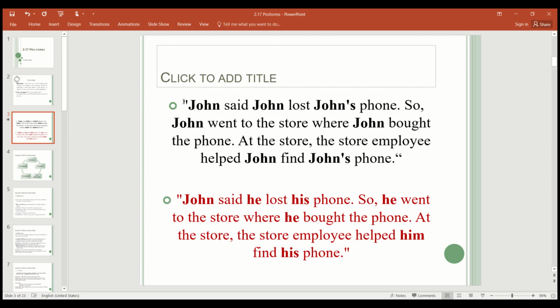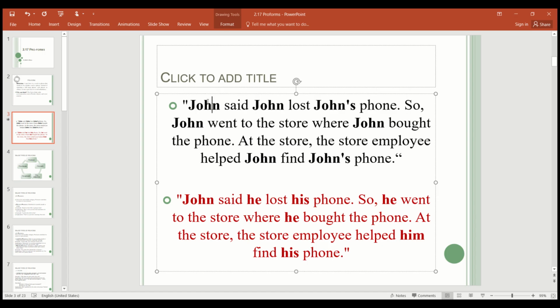Let's take an example. If you look at this passage, we have the proper noun John constantly repeated over and over again. So if you read the passage, you would find that the text is awkward. It's not accepted because of the repetition of the same name again and again.